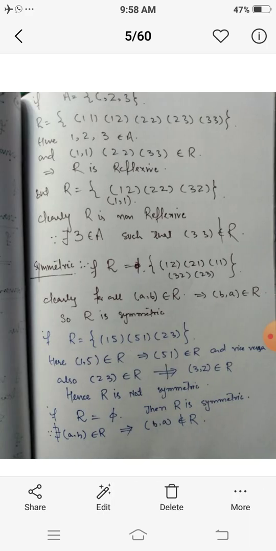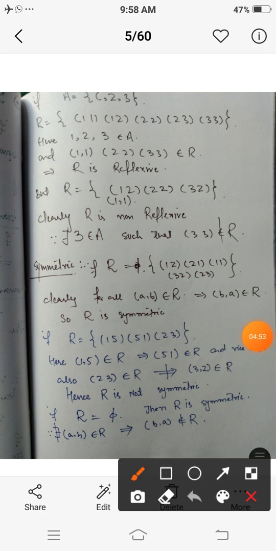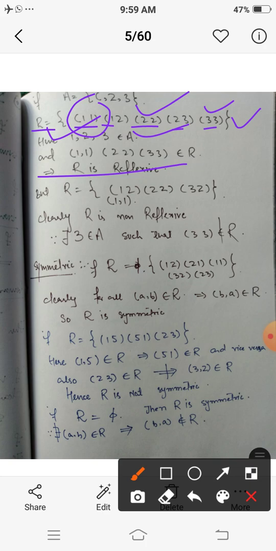Now we will consider an example on a proper relation. Let A equal {1, 2, 3} and R equal {(1,1), (2,2), (3,3)}. Here A contains three elements, 1, 2, 3. If R is reflexive, then (1,1), (2,2), (3,3) should belong to R. Clearly, from the given definition of R, 1 belongs to A implies (1,1) belongs to R, 2 belongs to A implies (2,2) belongs to R, and 3 belongs to A implies (3,3) belongs to R. So each element is related to itself under this relation, and it is a reflexive relation on the set A.